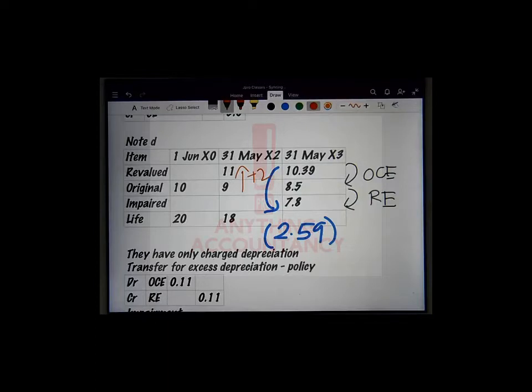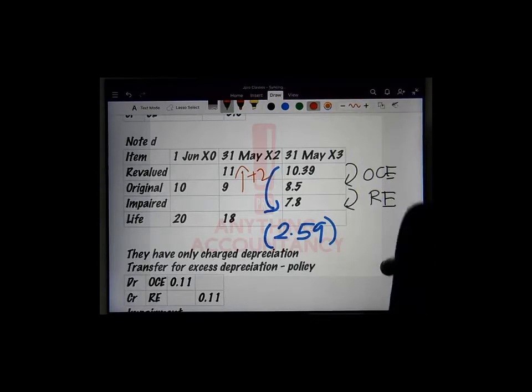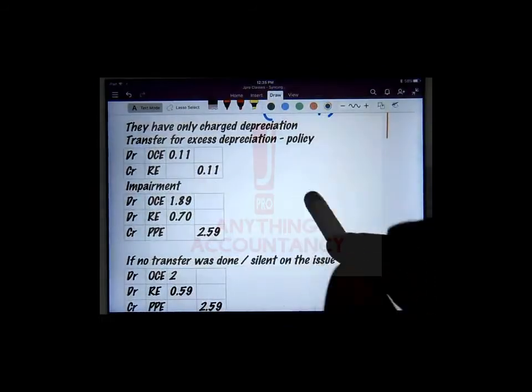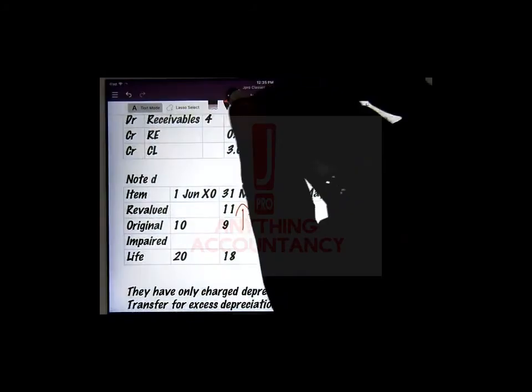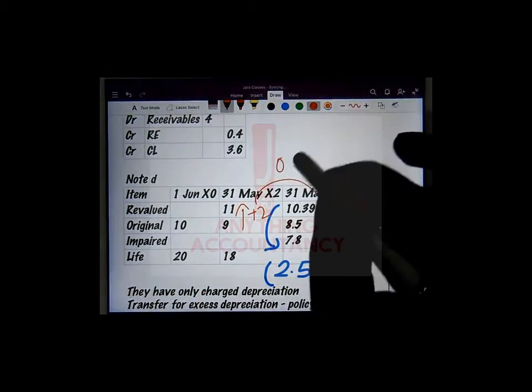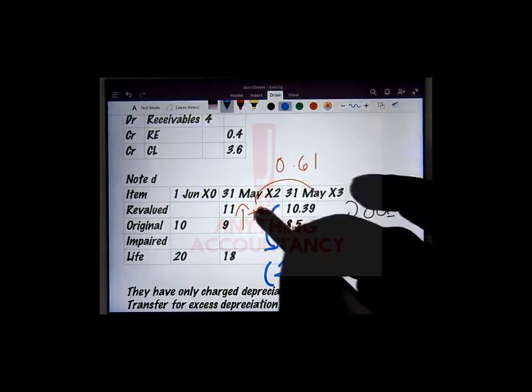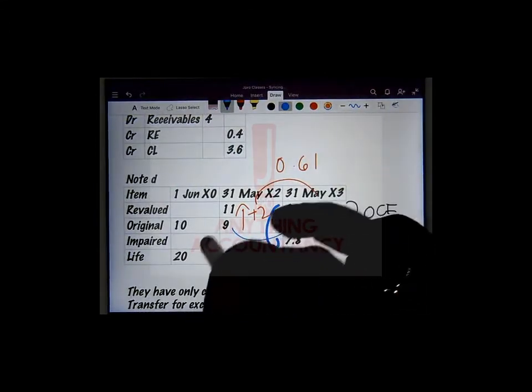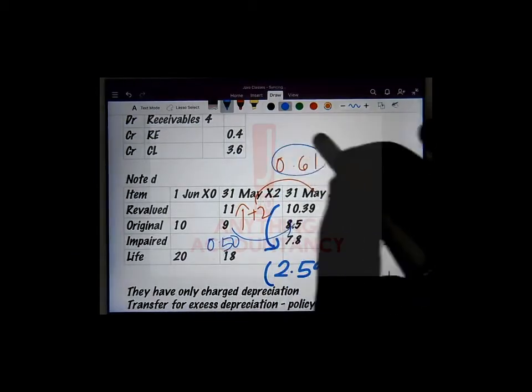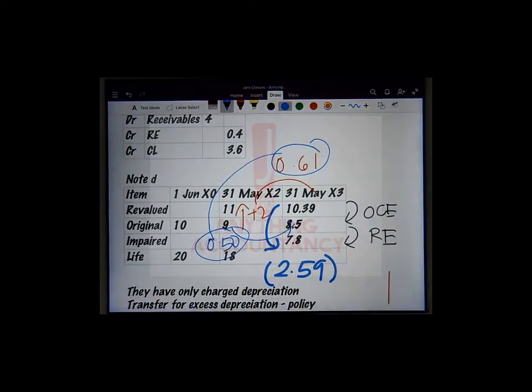Okay, I will stop there for today. Are we okay? Any questions there? On the OCE 0.11, where do I get the 0.11? The 0.11 is the difference between here. Notice here to here is 0.61, and then here to here is 0.50. So the difference between these two. Are you clear?